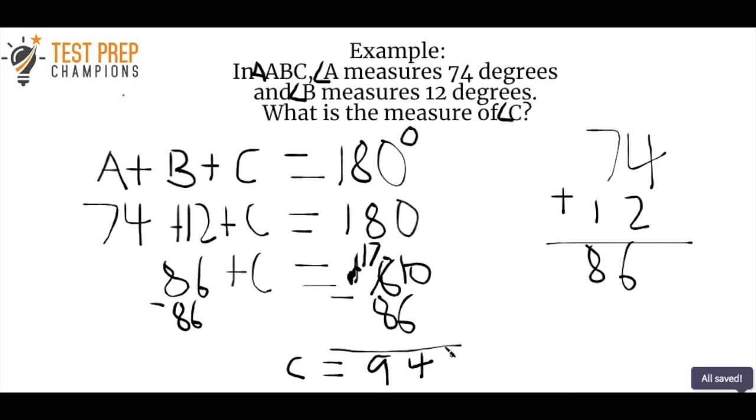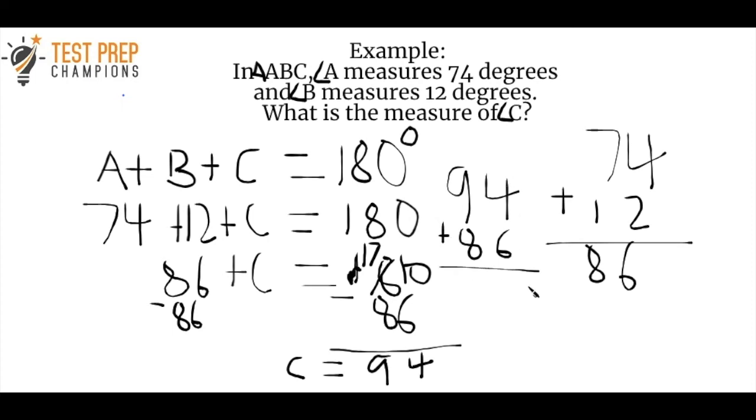Okay, so how do we check this? Well, let's go back. We know that A plus B plus C should give us 180. So let me just write this out here. We already know that 74 plus 12 gives us 86. So 94 plus 86 should give us 180.